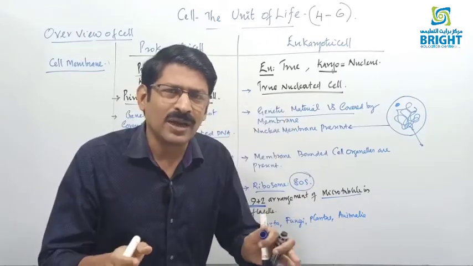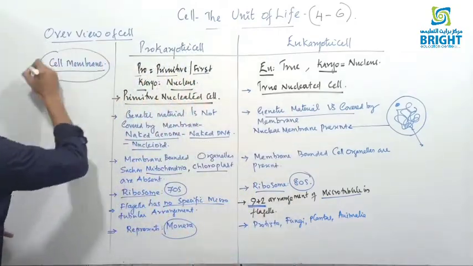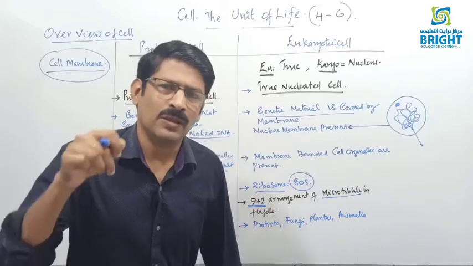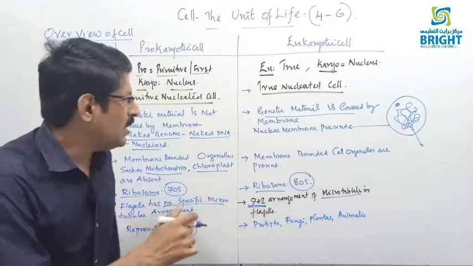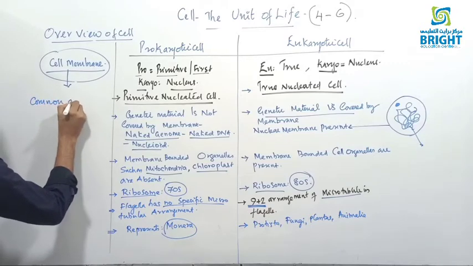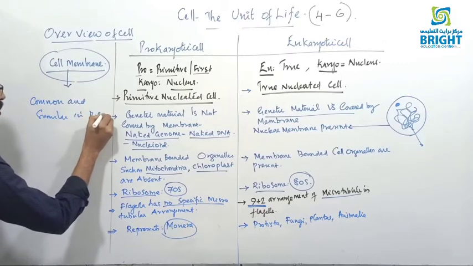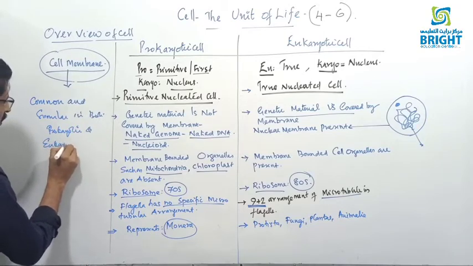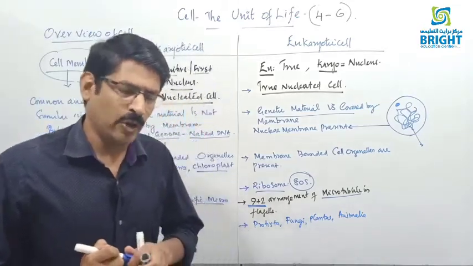Because only one structure is common and similar in both the prokaryotic and eukaryotic cell, that is the cell membrane. The cell membrane of the prokaryotic cell is chemically similar to that of the eukaryotic cell. So that is a very important point: the cell membrane is common and chemically similar in both prokaryotic and eukaryotic cell. So this is the comparison between the two cells, prokaryotic and eukaryotic cell.